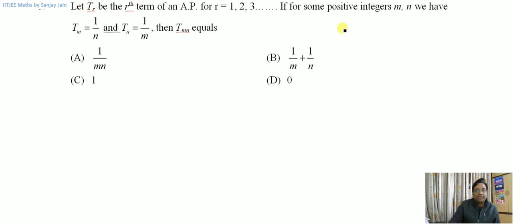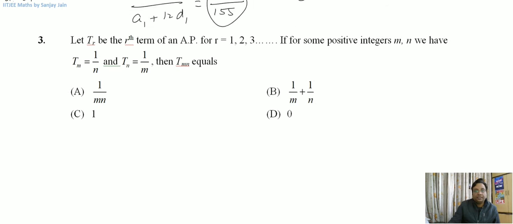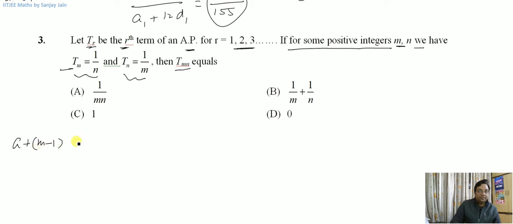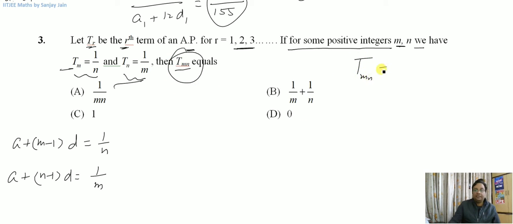If Tr be the rth term of an AP for r equal to 1, 2, 3, and for some positive integers m and n, we have Tm, that is the mth term, is 1 by n, and the nth term is 1 by m, then we need to find the mnth term. So the mth term, that means a plus m minus 1 into d, is 1 by n. The nth term, that means a plus n minus 1 into d, is 1 by m, and we need to find Tmn, that is a plus mn minus 1 into d.